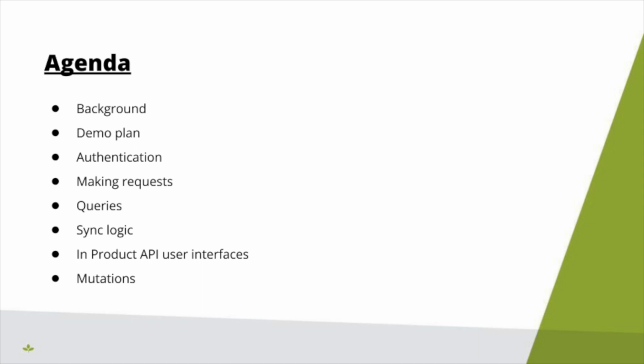We'll cover making requests and authentication. So we use OAuth 2 for authentication of the new API. So we'll go through that. How to make requests. We'll write some queries to get data from the sites. Then we'll work on the sync logic to allow us to work out which users need to be updated on the destination site. And then we'll write some mutations, which is the GraphQL terminology for sort of write requests to update the target site to match the source site.